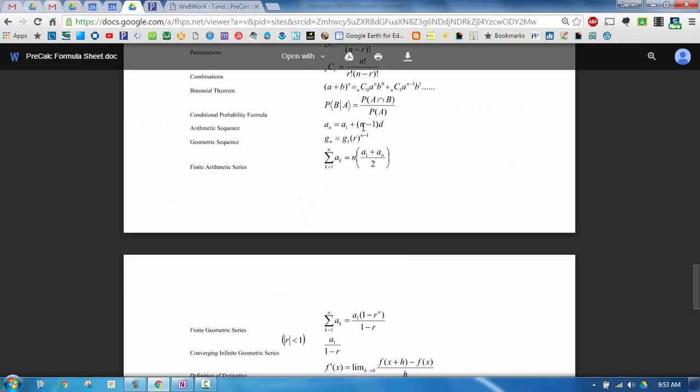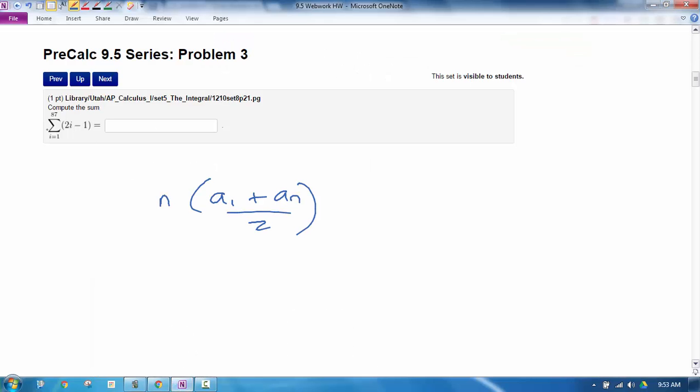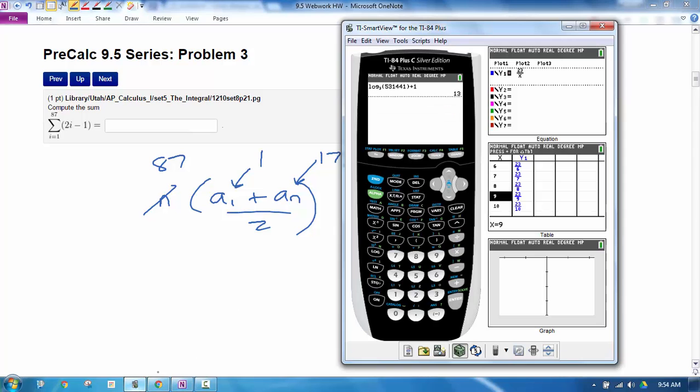It's right here for a finite arithmetic series, because that's what this is. So here's our finite arithmetic series. The number of terms is 87. The first term here is what you get when you plug in 1, which looks like it's 1. And then a sub n would be a sub 87, the 87th term. When you plug in 87 here, multiply by 2 and subtract 1, you get 173. So you plug those in, you'll get the same number that you'll get if you do this in your calculator.